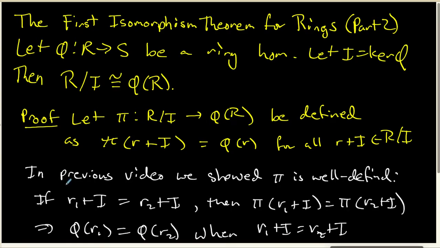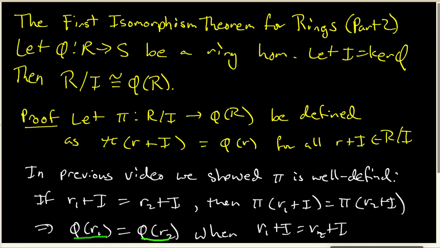In other words, we showed that if R1 plus I and R2 plus I were exactly the same coset, then pi sent R1 plus I and R2 plus I to the same place. And as part of that proof, it turns out that if R1 plus I and R2 plus I are the same thing, then phi sends those two coset representatives to the same place.